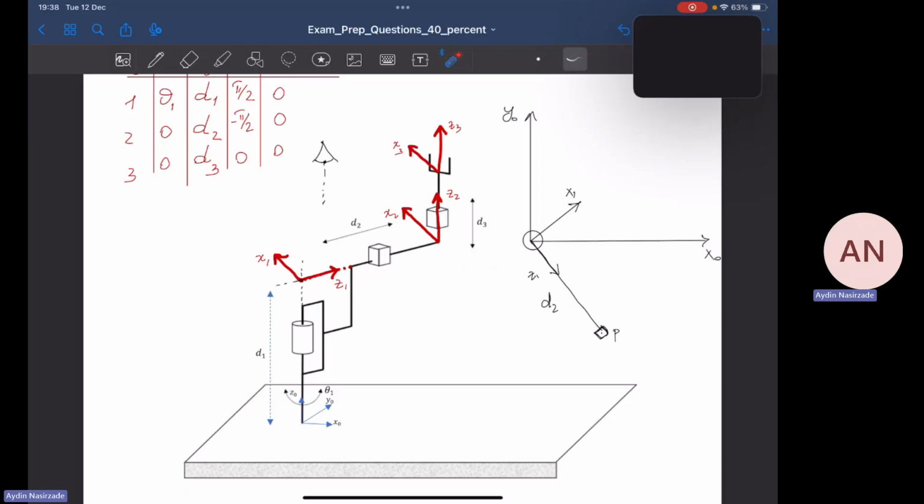The definition of theta 1 is around z0, which is towards us, right? Around z0, how much do I have to rotate x0 to align it with x1? The answer is theta 1. This particular angle is positive theta 1. So this is how we relate x0 and x1 in a two-dimensional plane. This is how we place the theta 1 angle.